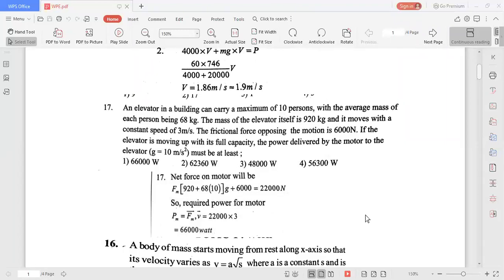Here, as the elevator is moving upwards, the weight of the persons acts in the downward direction, the weight of the elevator acts in the downward direction, and as the elevator moves upwards, the friction also acts in the downward direction.